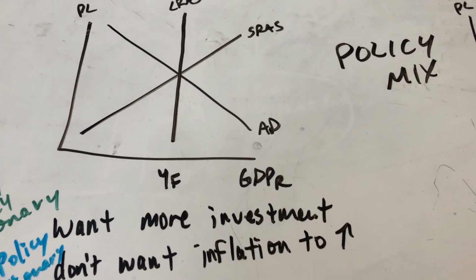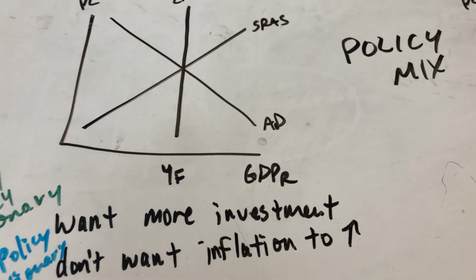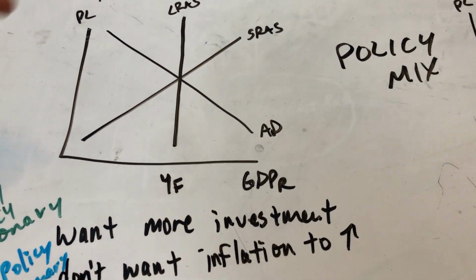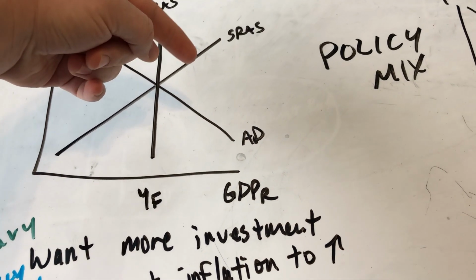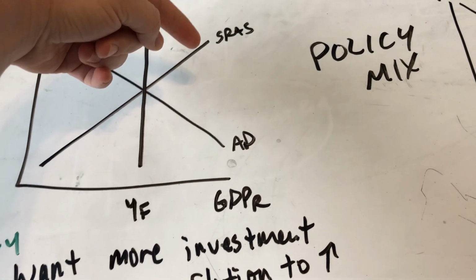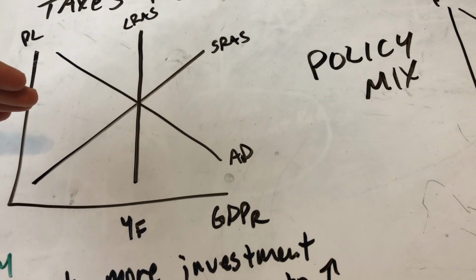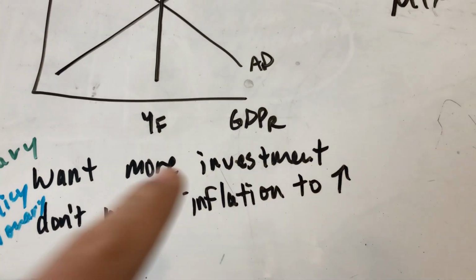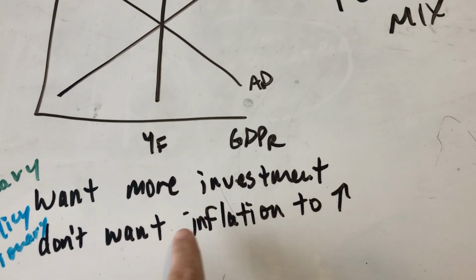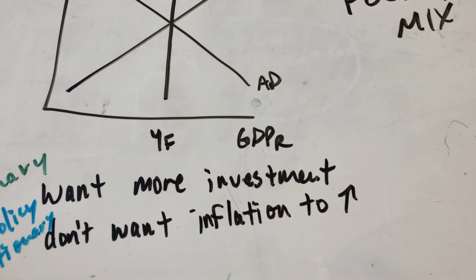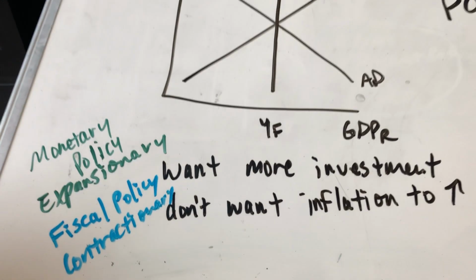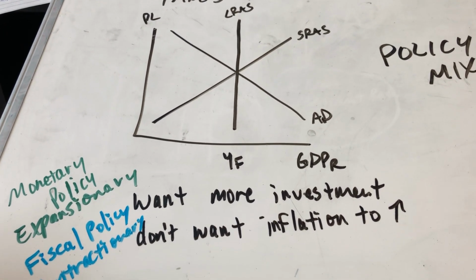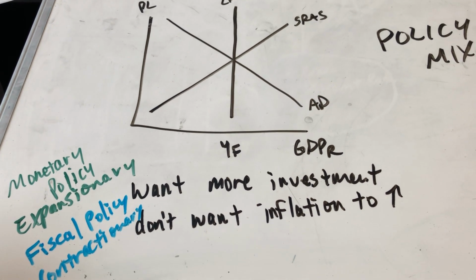You also don't want both the federal government and the Federal Reserve to initiate expansionary policies, because then you're going to shift AD way over to the right, all the way up here, which would increase your inflation by an exponential amount. Don't want that. Remember, we just want more investment, but we want something to flatten off that inflation.